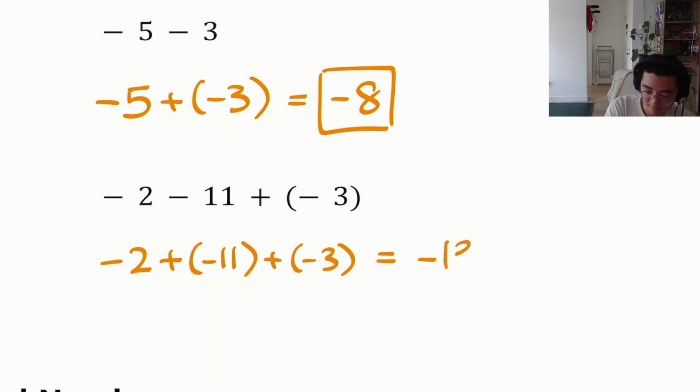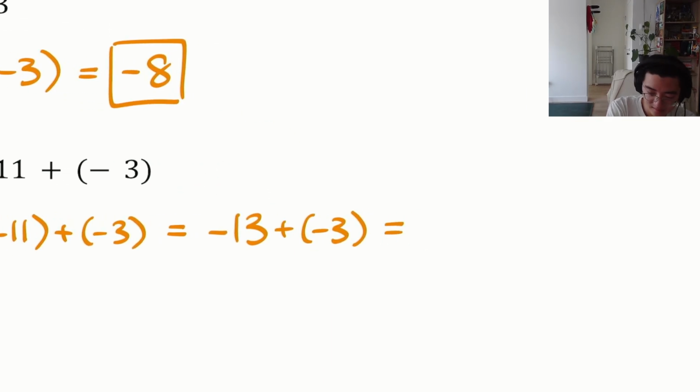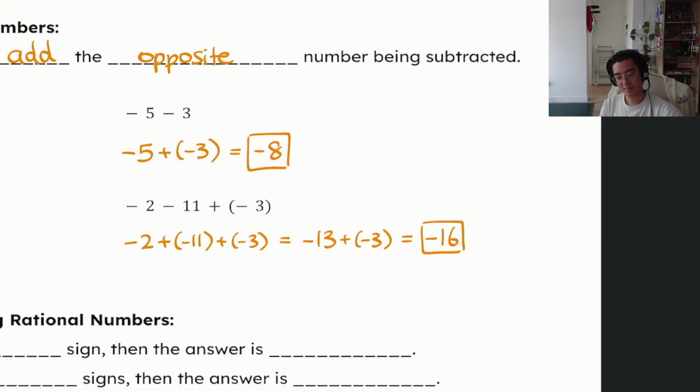Add them up: -13 plus a -3. Once again, both negative numbers, answer must be negative. 13 plus 3 is 16, just like that.